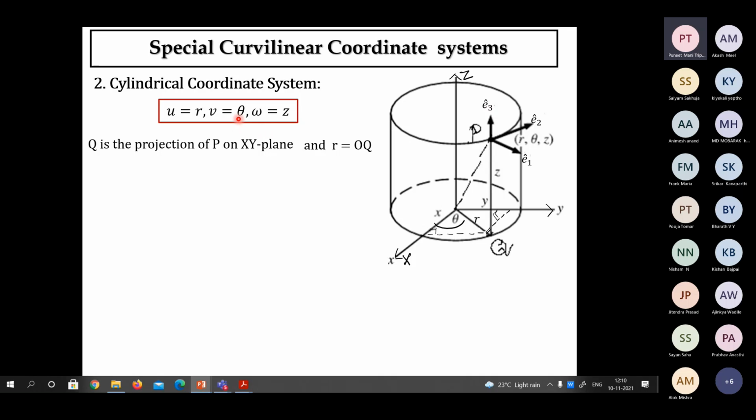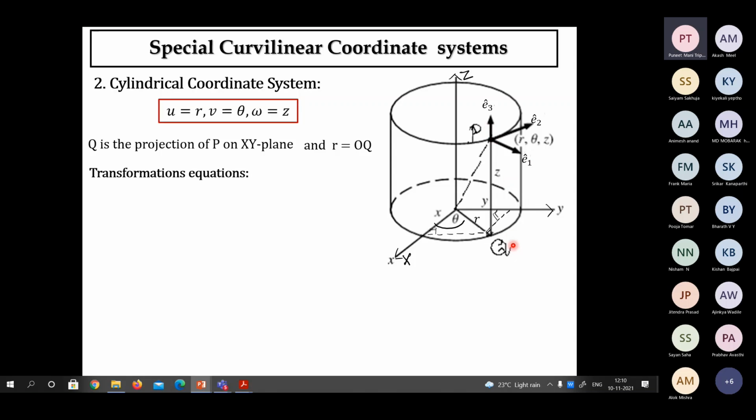When you come to the angle, it is tricky because it is a cylindrical coordinate system which has a curve. At point P, you have to mark the tangential direction. If you draw a tangent at point P, that is the direction of E2. So this is how you mark E1, E2, E3 at the point P, which is written in terms of the coordinates r, theta and z.